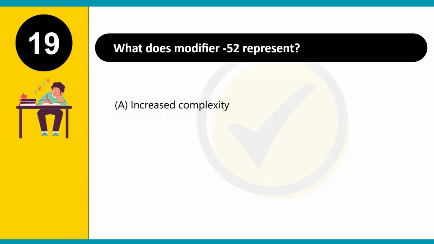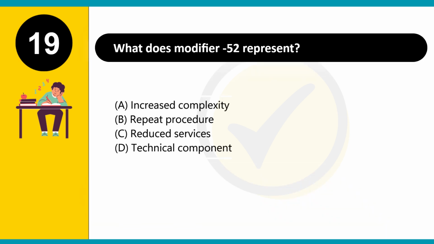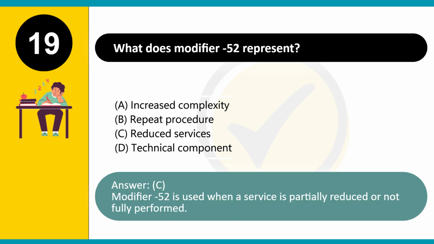What does modifier -52 represent? A. Increased complexity. B. Repeat procedure. C. Reduced services. D. Technical component. Answer: C. Modifier -52 is used when a service is partially reduced or not fully performed.